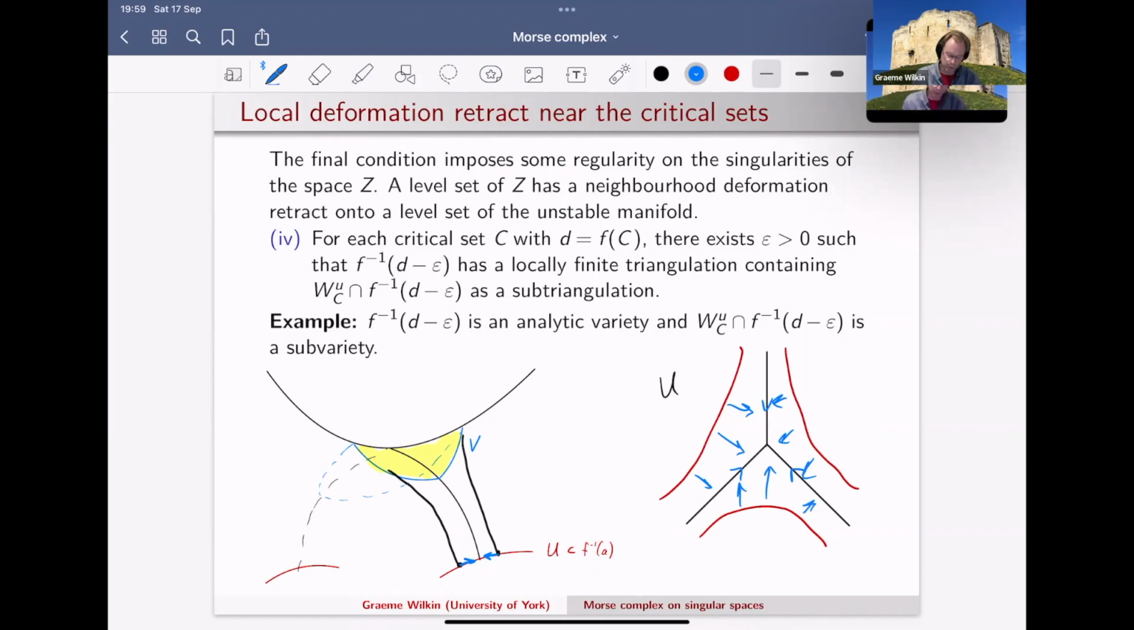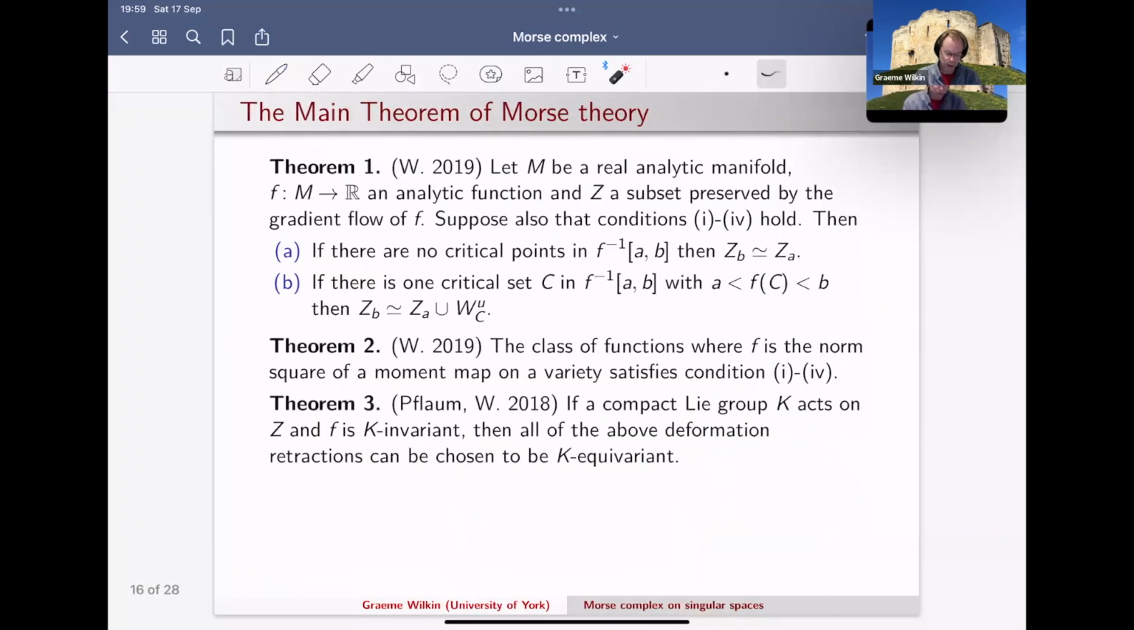So once again, you can do that. This is more a topological statement here. For example, if you have some triangulations, then you can do this explicitly. And then more generally, if you have a Whitney stratification of the level set down here, and the intersection of the unstable set is a substratification. Okay, so with these 4 conditions, we can prove an analog of the main theorem of Morse theory.